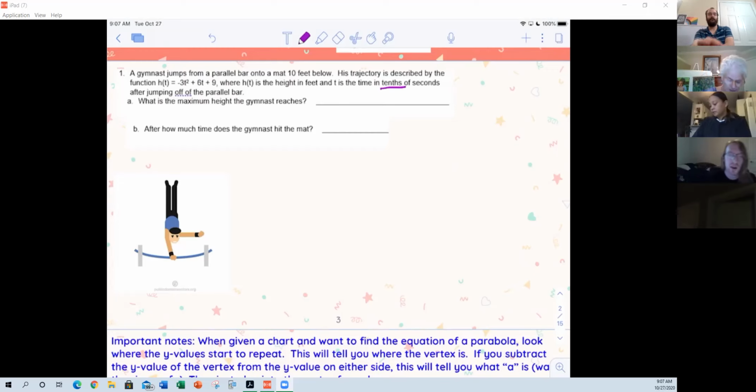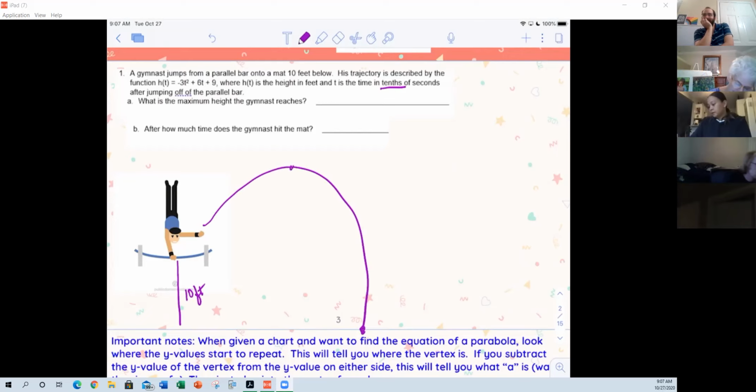There are 2 questions here. So we've got a gymnast that's 10 feet off the ground, and he jumps off, hits the mat, and we want to know what the maximum height is.